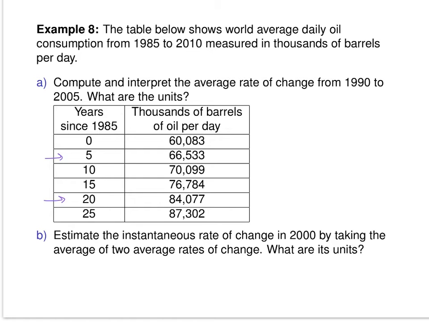So the average rate of change just means take the difference in the y's over the difference in the x's. So this is 84077 minus 66533 over 20 minus 5. I forgot my calculator, and I didn't write this down, so could you guys tell me what that is? 17,544. So 17,544 over 15, and approximately that's 1170.